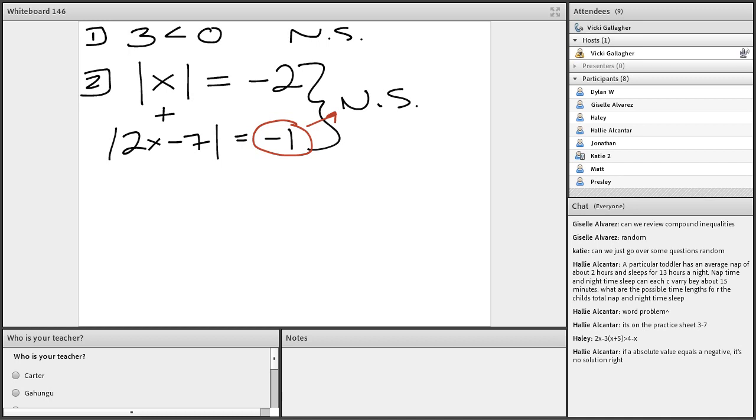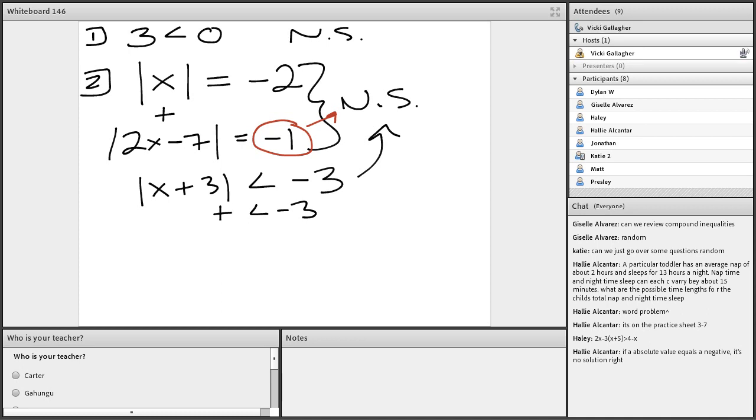Another scenario with absolute values where it's no solution is if you have an absolute value that's smaller than a negative number. That also would be no solution, because now you're saying I have a positive number that's smaller than a negative number, and that's not possible.